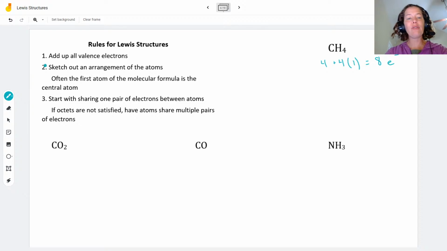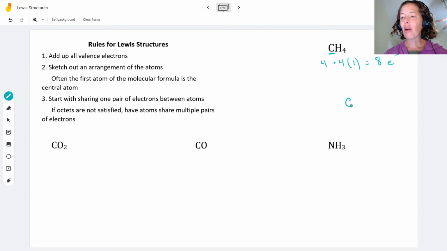Okay, next for my part 2, again, I'm going to sketch out what I think my best guess is for what I call the skeleton structure of my Lewis structure. And to do that, I need to first identify my central atom. And there are a couple of ways to do that. So very often your central atom is written first. Not always, but very often. Another hint is that there's only 1 of this atom. So I have 4 hydrogens, but only 1 carbon. So carbon is probably my central atom.